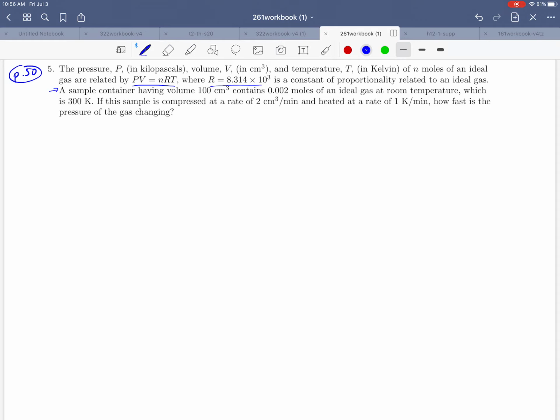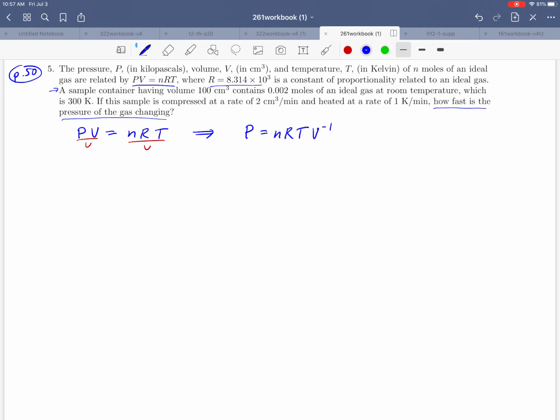So as we start to pick through it, let's first notice what they're asking us. Okay, they're asking us how fast the pressure is changing. So it might be practical to start with the formula that they gave us and to solve that equation for P, since it's the derivative of P that we're after. So I'm going to take this equation and divide both sides by V. Okay, that's going to give us just a P over here, and we can either divide by V or multiply by V to the minus 1. So I'm going to write it as nRT times V to the negative 1.